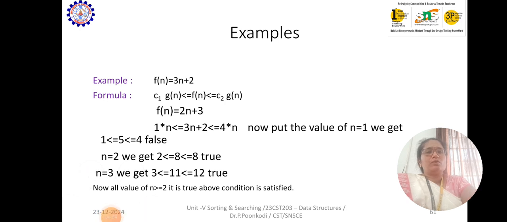Then the example for this: f of n equals 3n plus 2. Then we have to apply the formula. For n equal to 1 the condition is false, and for n equal to 2 the condition becomes true. Next also, the condition is satisfied.